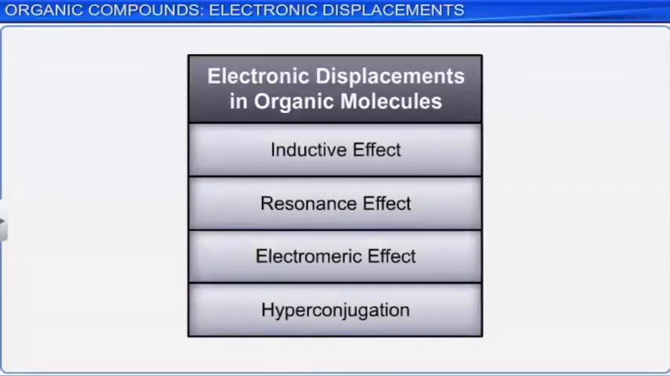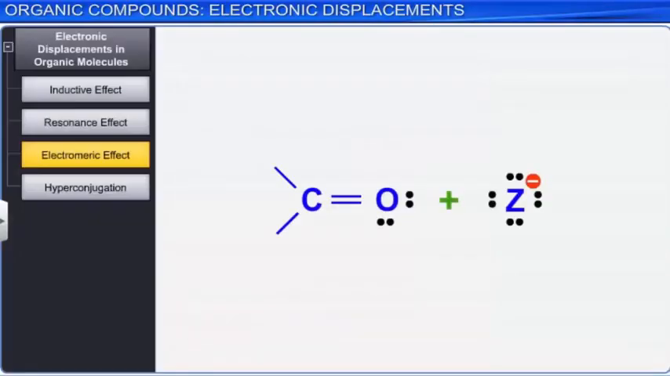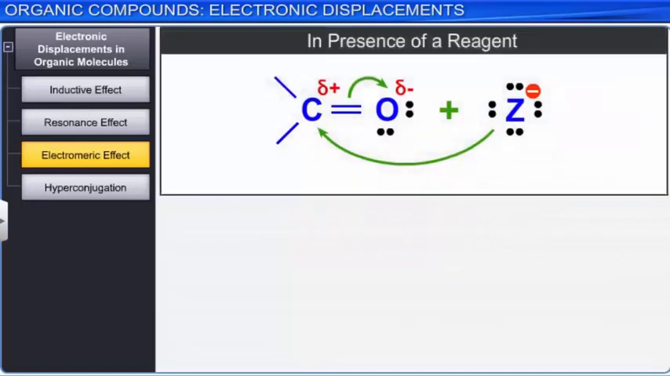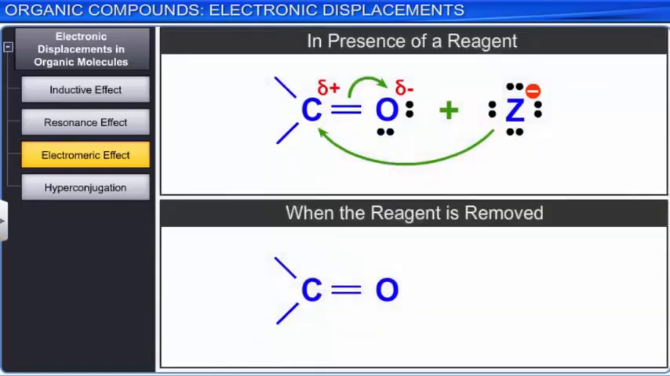Now, let us look at the electromeric effect. It is a temporary effect and observed only in organic compounds with multiple bonds in the presence of an attacking reagent. Electromeric effect may be defined as the complete transfer of the shared pair of pi electrons of multiple bonds to one of the atoms in the presence of an attacking reagent. It is important to note that this effect ceases to exist as soon as the attacking reagent is removed from the domain of the reaction.